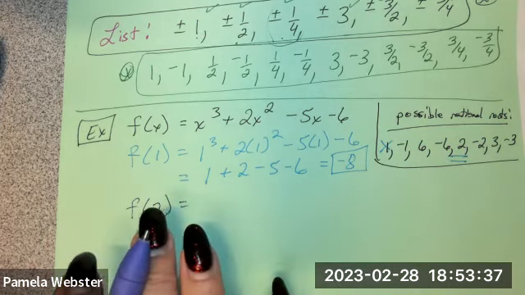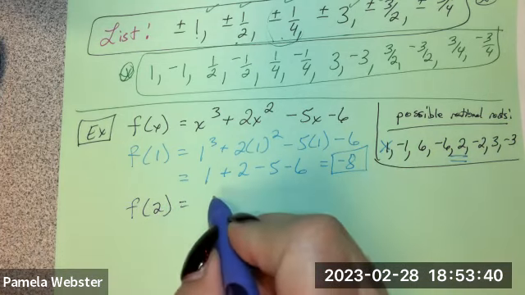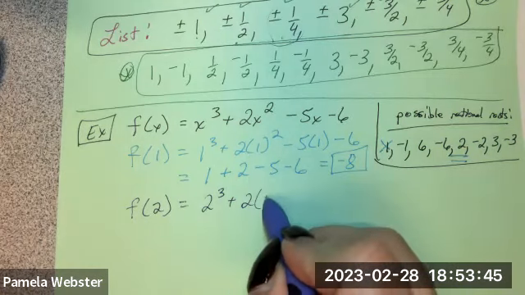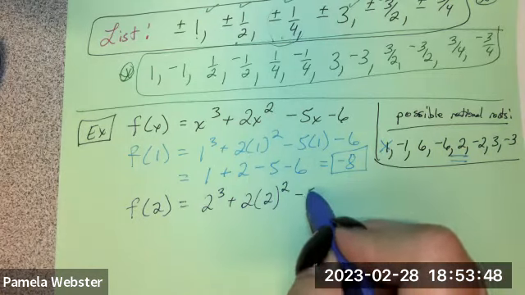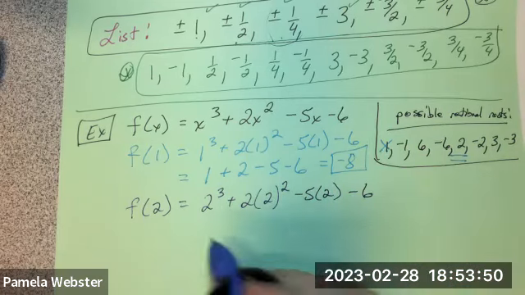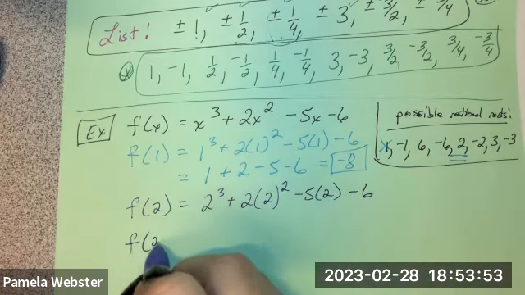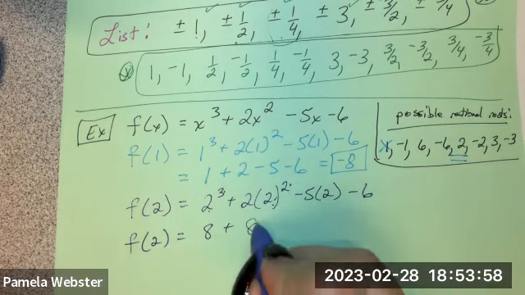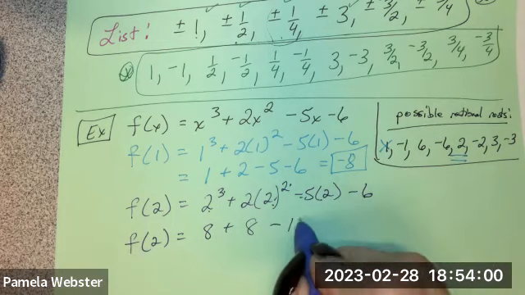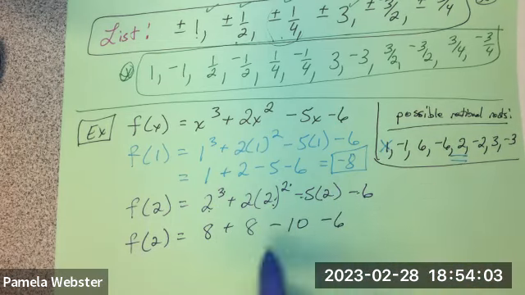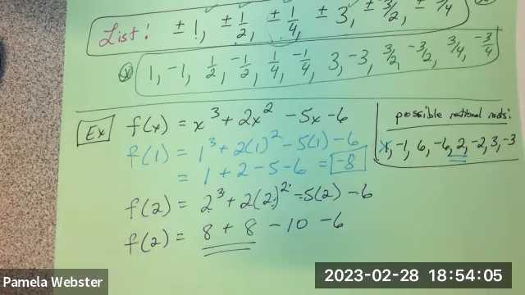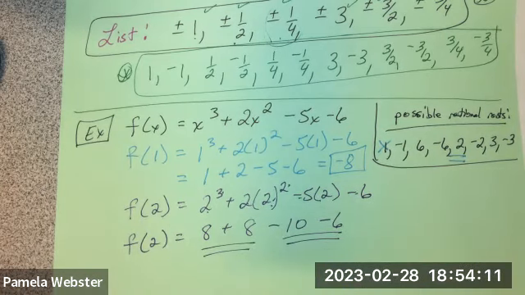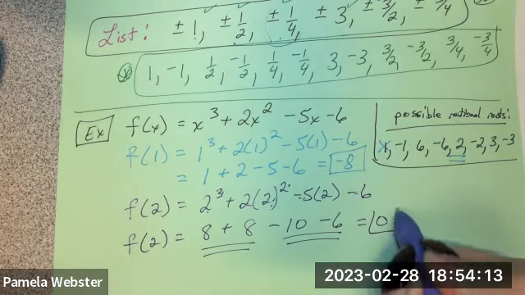So I'm going to check the 2. Is 2 a solution to this guy? So plug in the 2. I got 2 cubed plus 2 times 2 squared minus 5 times 2 minus 6. Well, 2 cubed is 8. 2 squared is 4 times 2 is an 8. 5 times 2 is -10. And I've got a -6. So if I do that math, 8 and 8 is 16, and this -10 minus 6 is going to be a -16. And that's going to give me a 0.